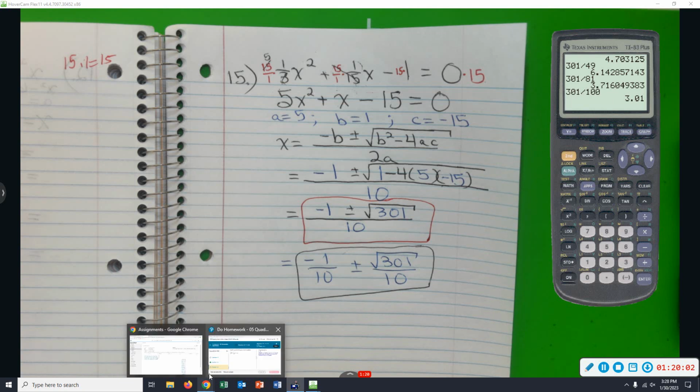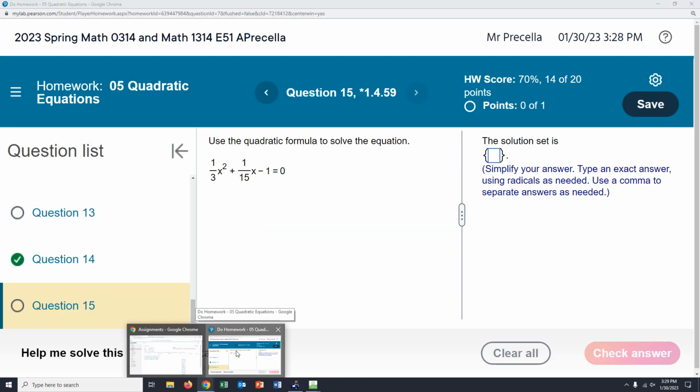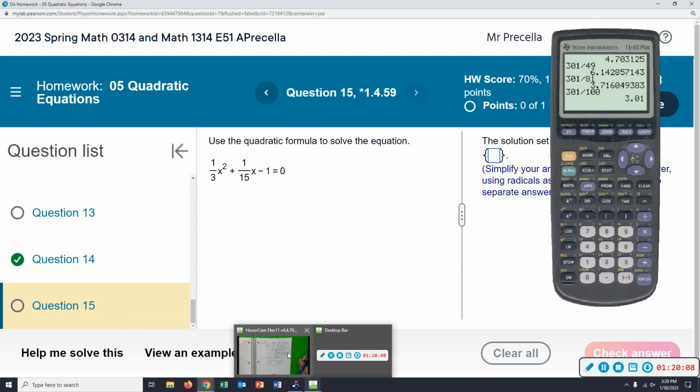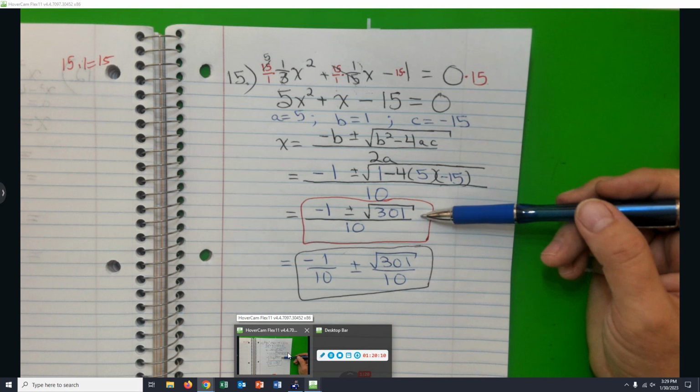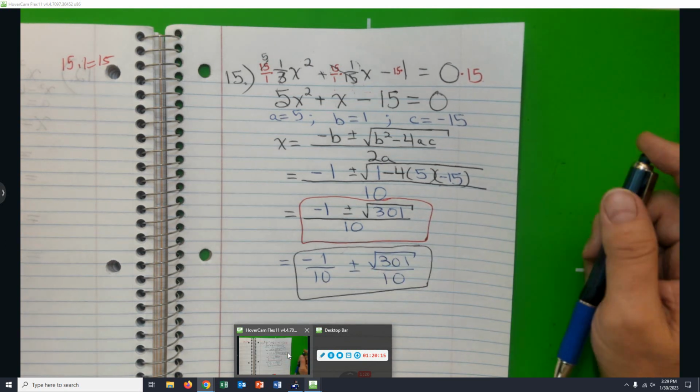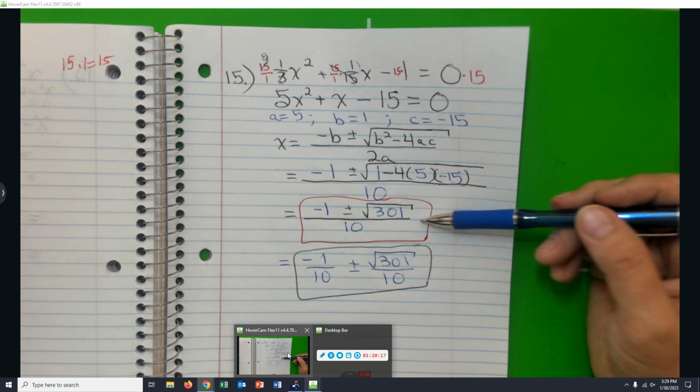How do you want me to type it in? Let them decide. How should we type it in? How do y'all want it typed in? As a single fraction or as the sum and difference of two separate fractions? We already did the separate, so might as well try it combined.